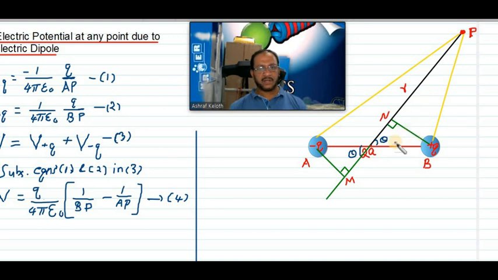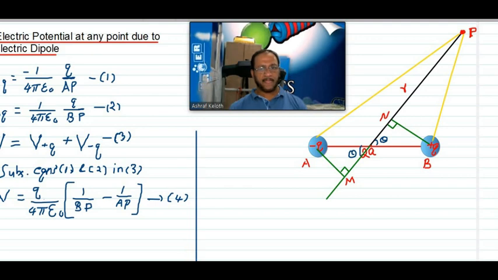Got it? And for the charge minus Q at A, the distance AP, we can take instead of that MP. We can write AP is approximately equal to MP, and BP is equal to NP. So we will find a new expression for BP in terms of R, using NP, and we will find an expression for AP because it is approximately equal to MP. For that we have to do some process now.